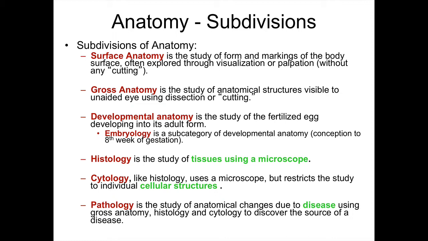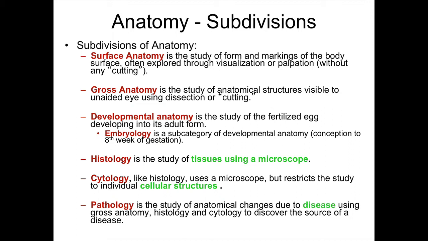Now, there are structures in the human body that you cannot visualize or study unless you make incisions and cut something open. So anytime you have to use dissection or cutting, that term is called gross anatomy. For example, in order to study the human brain, one has to get into the cranial cavity. That is gross anatomy because you cannot study the structure of the brain unless you cut the skull open.